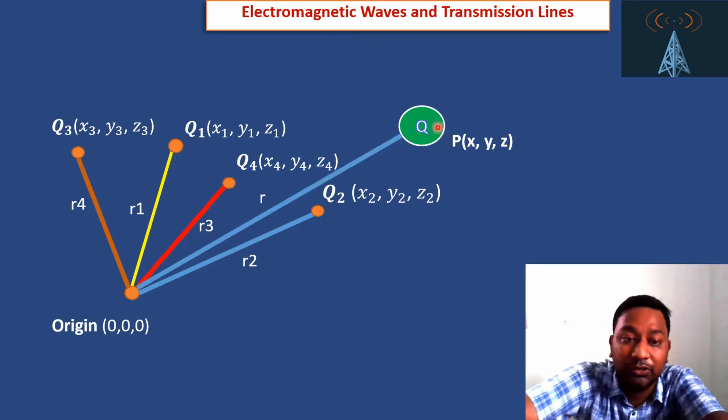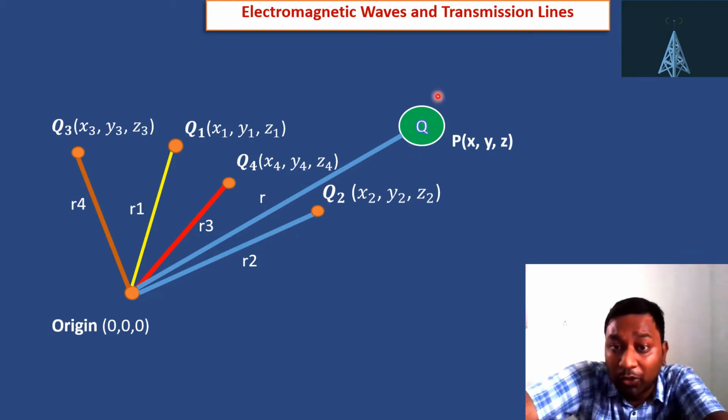Now the total force due to these charges, we know total force F equal to 1 by 4 pi epsilon naught Q1 divided by the cube of R minus R1 into R minus R1. Similarly Q2. So now Q will become 1.